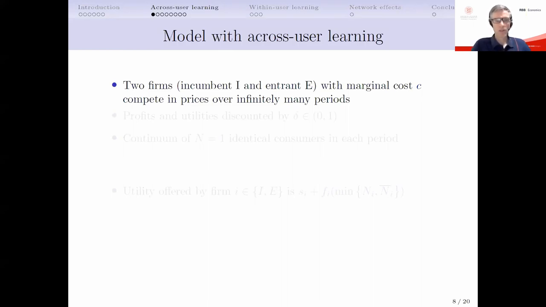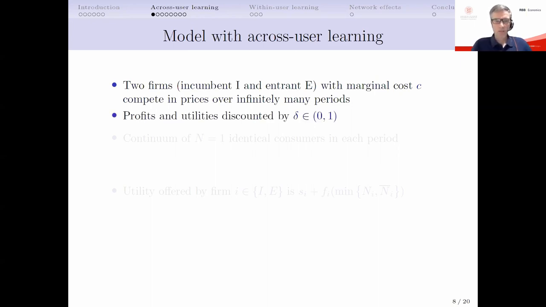Okay, so in the model, there are two firms, an incumbent and an entrant. The only difference between these two firms is really the labels that we give them, but you can think of the incumbent as having more data and the entrant as having less or maybe no data. They have a marginal cost C and they compete in prices over infinitely many periods. The firms are going to be identical apart from the learning aspect. I want you to think about this as asymmetric Bertrand competition for the moment in every period.